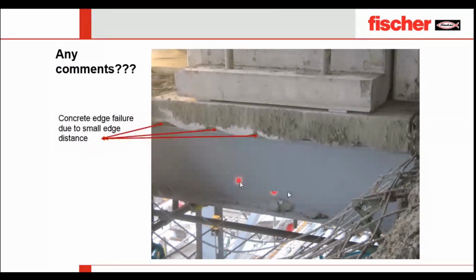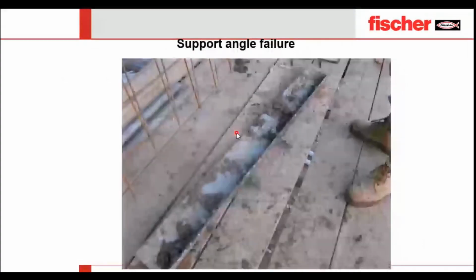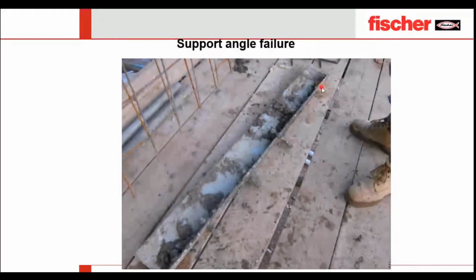You can see a concrete edge failure due to small edge distance. Let's have a closer view of the image. It's a support angle failure which happened, and the failure is here. It was an angle fixed without the required space or edge distance provided, and this is the failure that happened over there.